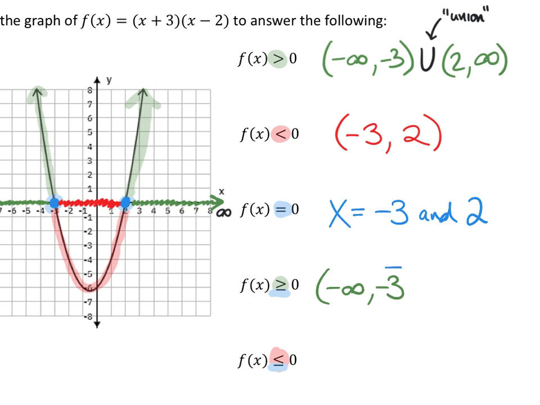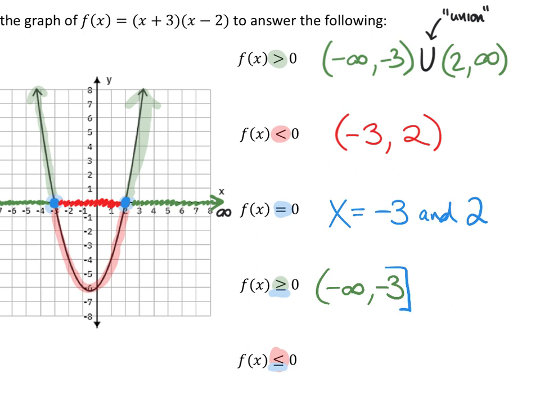But -3 is blue, is it not? Which means that this is going to change to a bracket. The bracket means that it's touching it. We used a parentheses a second ago because we could not include the blue dot. But now that we're saying it can also be equal to -3, we change that parentheses to a bracket. So it's blue.